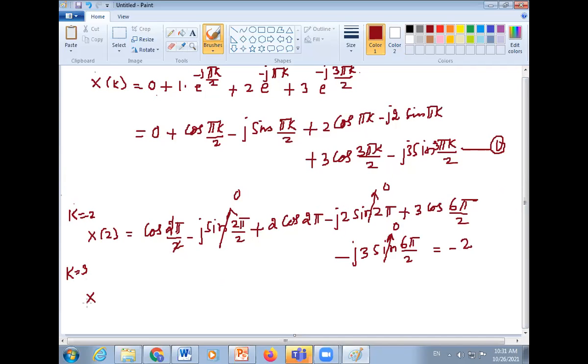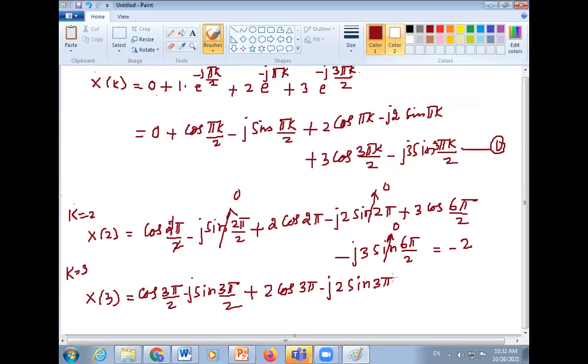Then next, K equals to 3. If we substitute, we will write x of 3 is equals to cos 3 pi by 2 minus j sine 3 pi by 2 plus 2 cos 3 pi minus j2 sine 3 pi, then plus 3 cos, the value of k is 3 here, so we'll get it as 9 pi by 2 minus j 3 sine 9 pi by 2. This equals to.